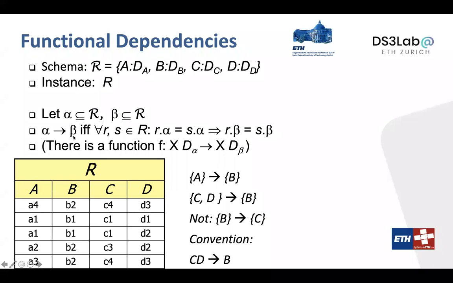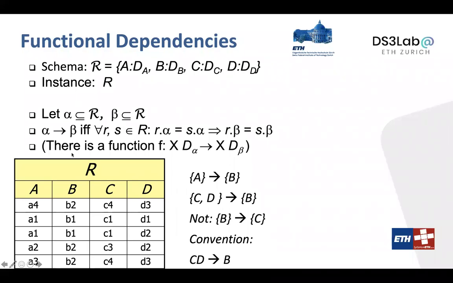sometimes you read it as beta being functionally dependent on alpha. Sometimes it makes things a little bit easier to say there's an FD from alpha to beta. In this relation instance, if you give me 2 tuples R and S, if they match on alpha, it implies they also match on beta. If this is true for all pairs R and S in this relation R, we say there's a functional dependency for this instance.